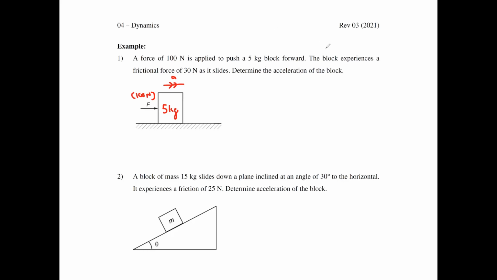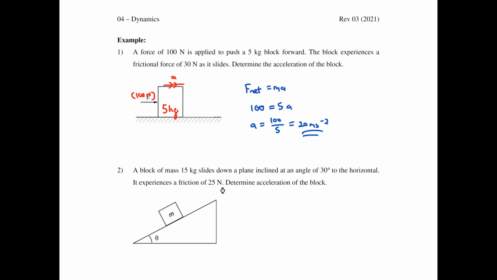You can just say that Fnet is equals to MA. Your Fnet now is just this one. It's just going to be 100. Your mass is 5. Then your acceleration is just going to be 100 divided by 5, giving you 20 meter per second squared. Okay, so this is a simple application of Fnet equals to MA. So this one is okay.